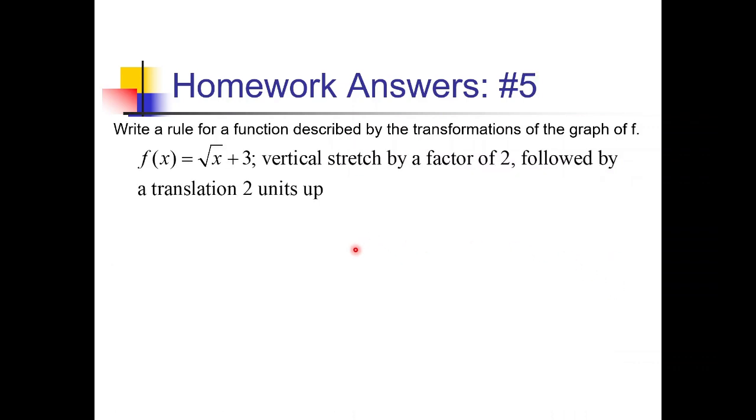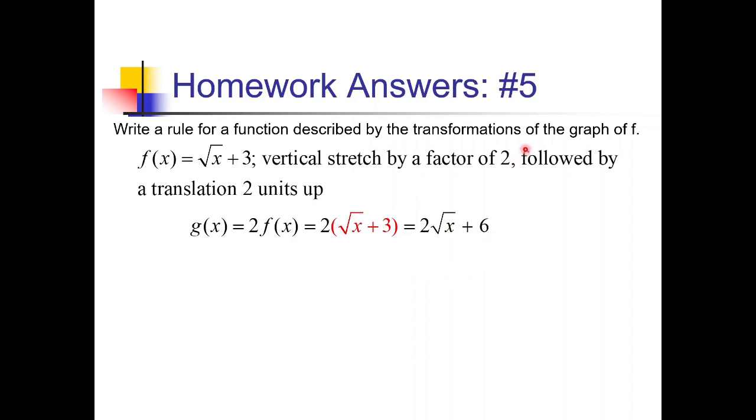On this problem, they want us to write a rule for f after it has been transformed with the things that they're mentioning here. So we're going to take this one transformation at a time and just do a different function for each one. First thing they wanted was a vertical stretch by a factor of 2. So I'm going to create a g function that does that. And g is just going to be 2 times the f function. That gives us that vertical stretch. Since this is the f function here, we're just doing 2 times parentheses radical x plus 3. So that's going to be 2 radical x plus 6.